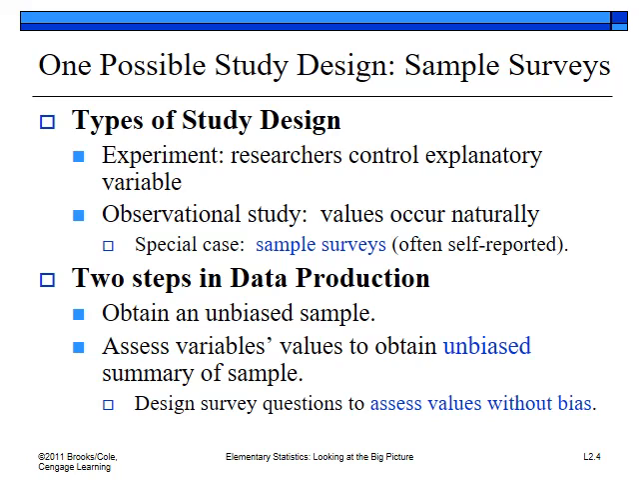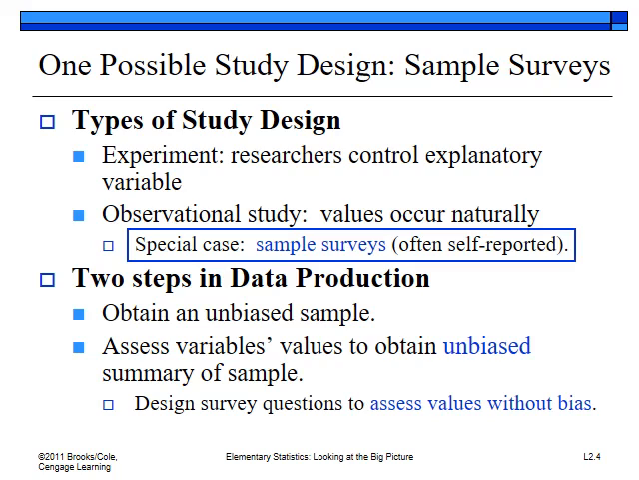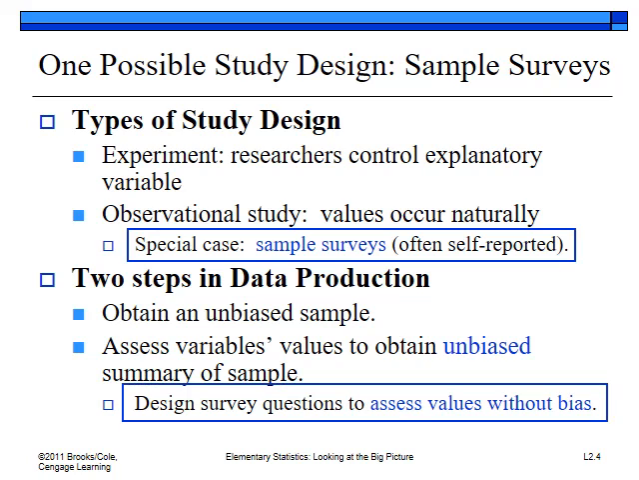When we're producing data from an observational study, there are two steps. We first need to obtain an unbiased sample. Second, we need to assess the values of the variables in a way that is unbiased. That's potentially a problem because sample surveys are often self-reported, and questions can be designed in such a way that introduces bias, sometimes knowingly and sometimes unknowingly.